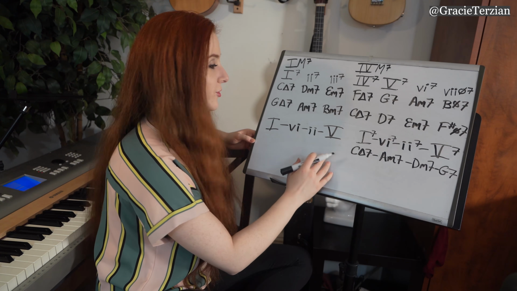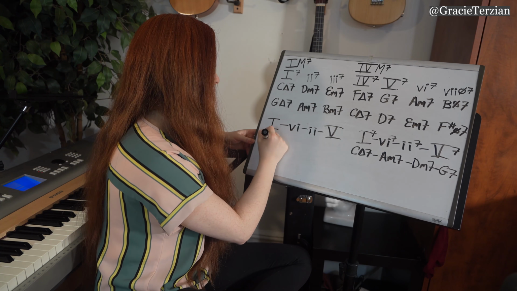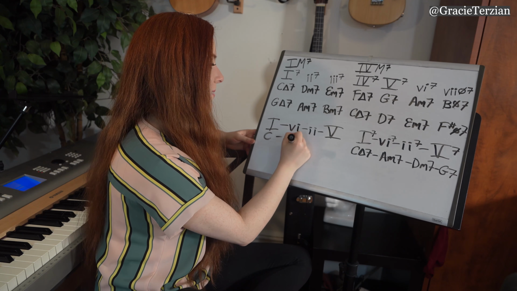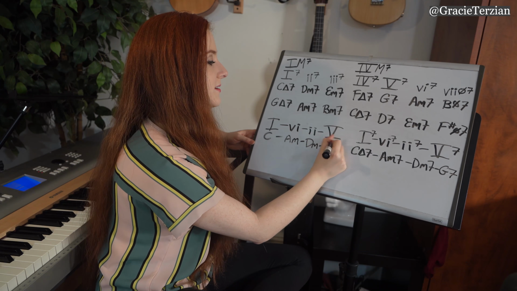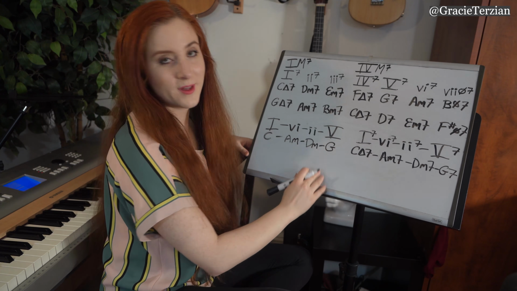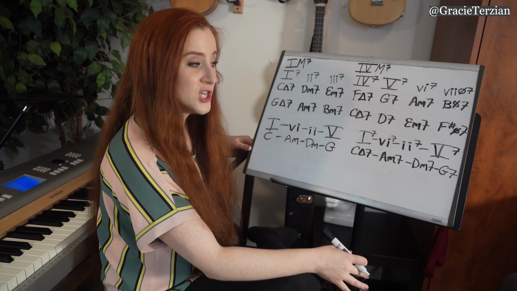Cool. If we were to write this chord progression out just without the 7th chords, we would just have C, then A minor, then D minor, and then G. So without 7th chords and with 7th chords, okay? Now let's write out this chord progression in the key of G, okay?